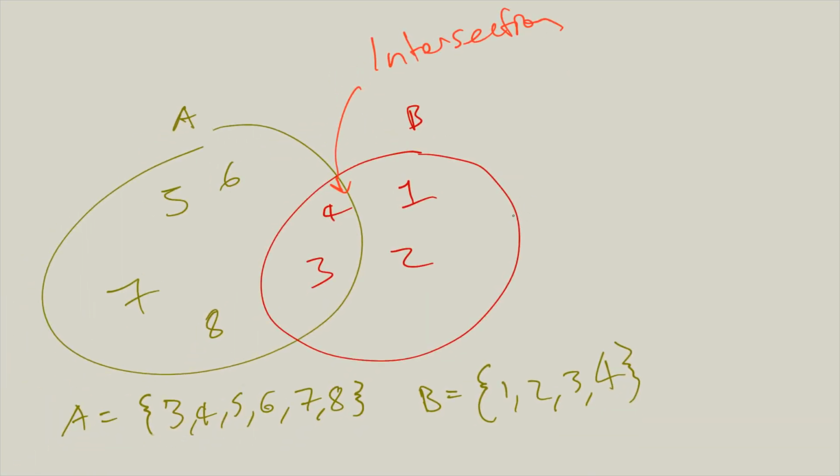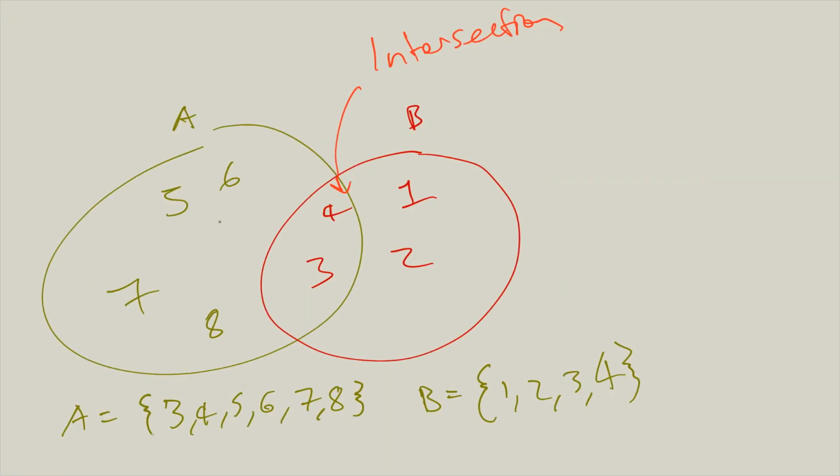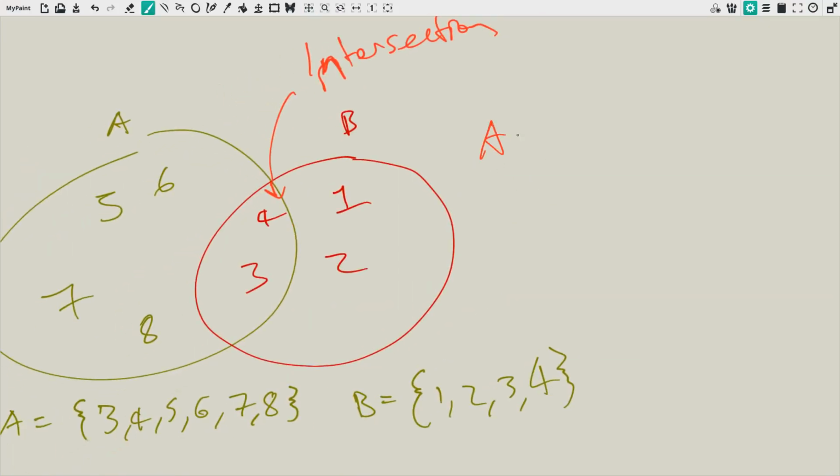So if I was to write it out, we've looked back at this document here, the textbook, and we'll see we've got this little symbol, which we call a cap. So we've got the cup and we've got the cap. And you'll notice it's U for union and N for intersection. That's how you can remember it. So we can write it as A intersection B. And that would be our 4 and our 3.